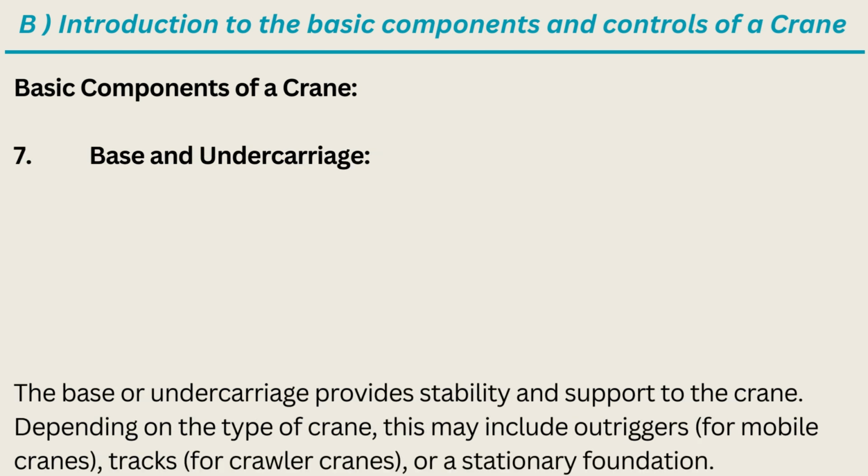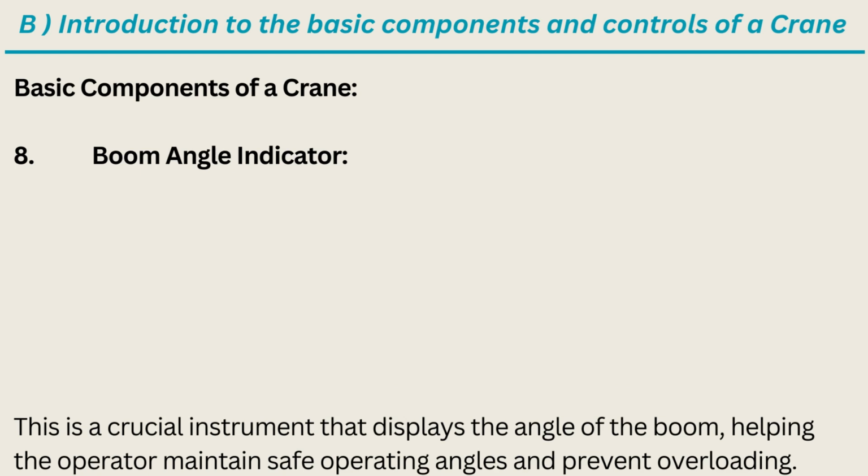7. Base and undercarriage. The base or undercarriage provides stability and support to the crane. Depending on the type of crane, this may include outriggers for mobile cranes, tracks for crawler cranes, or a stationary foundation. 8. Boom angle indicator.